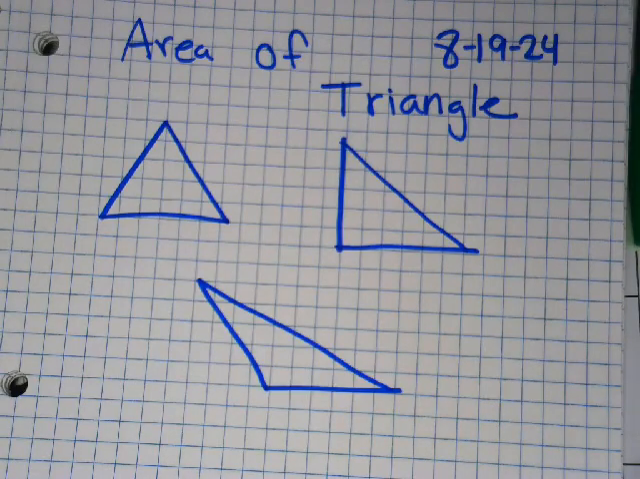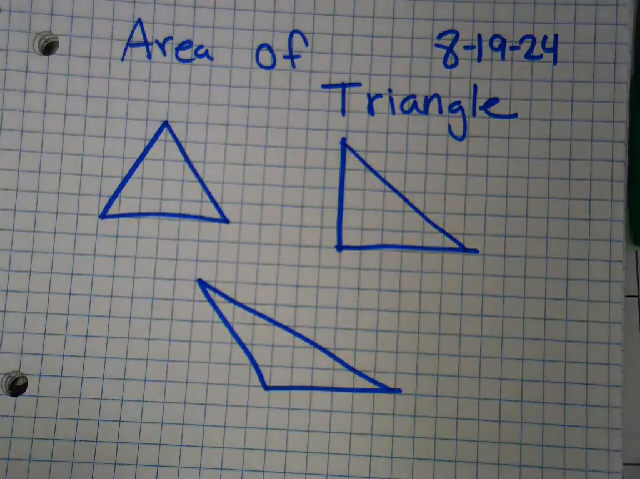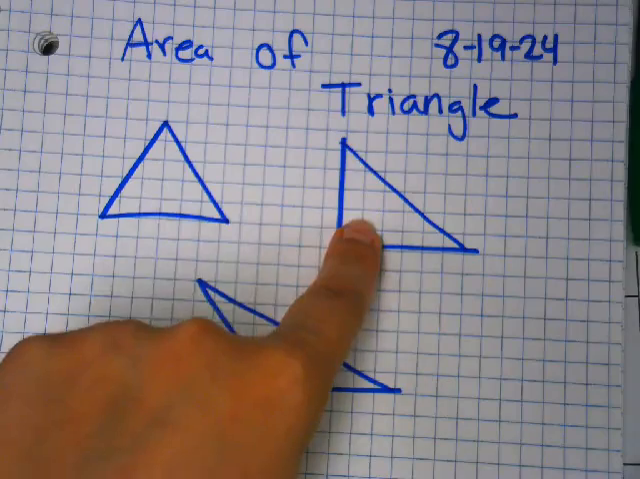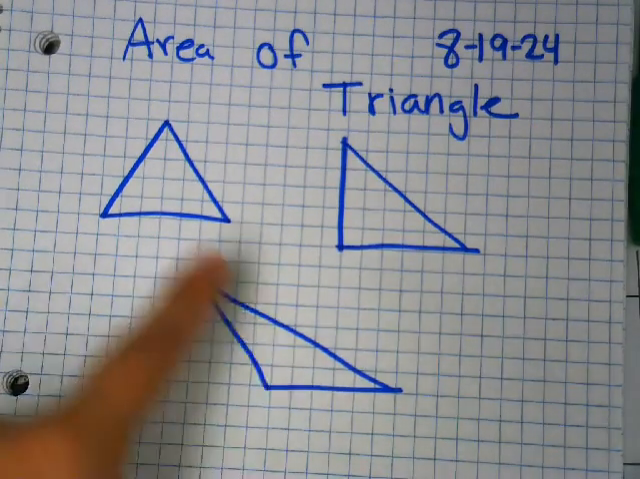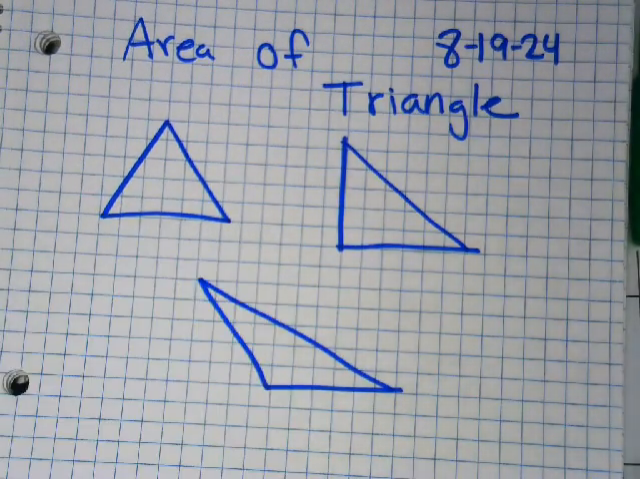Okay. Does anybody know what we call the first one? A triangle. What kind of triangle? So this one's a right. This one's obtuse. This one's a normal. Normal? Starts with an A. Acute. Acute.